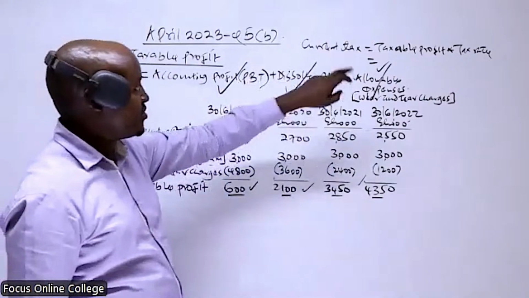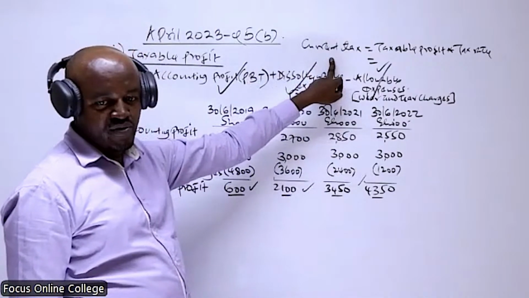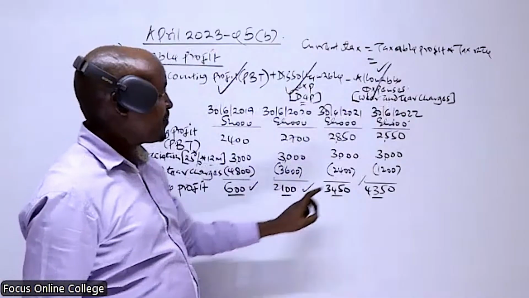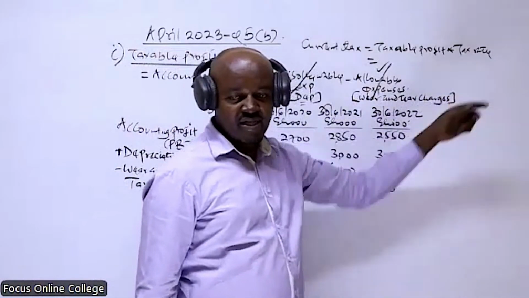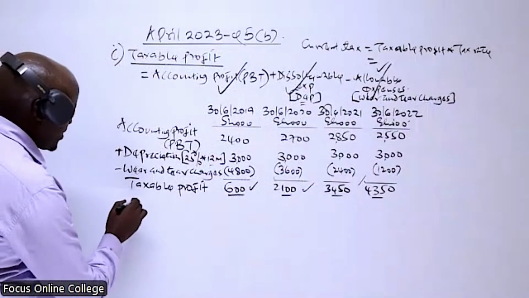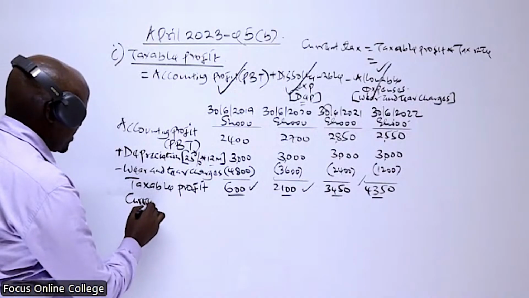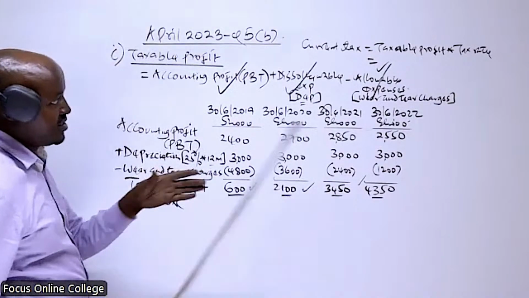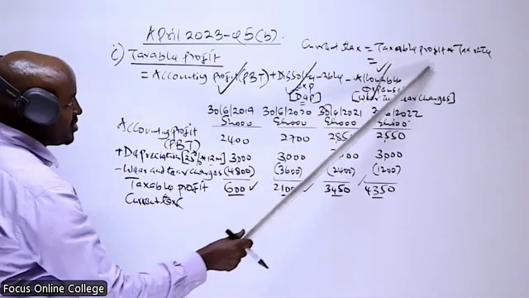So assuming the examiner also required you to compute the current tax. How do we compute the current tax? Current tax is equal to the taxable profit, which we have here. We multiply that with what? The tax rate. So let's compute the current tax, though that was not a part of the requirement. So this one should be equal to the tax rate times the taxable profit.